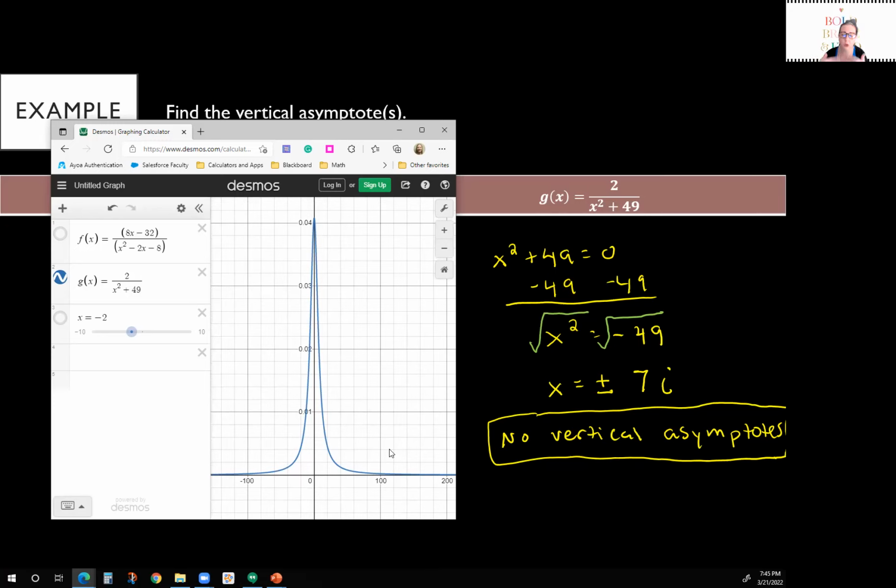And that will always happen when you get an imaginary number when you're trying to set the denominator equal to 0. So that's sort of your key. If you're solving for your vertical asymptote and you end up with a complex number, then there's no vertical asymptote. Or if you don't even have a variable in the denominator, there's no vertical asymptote. Any questions?